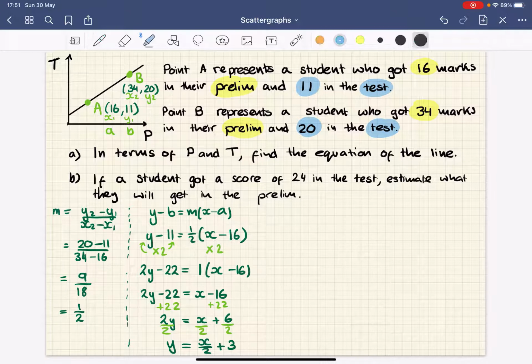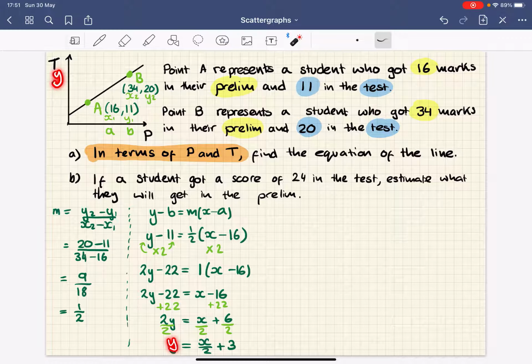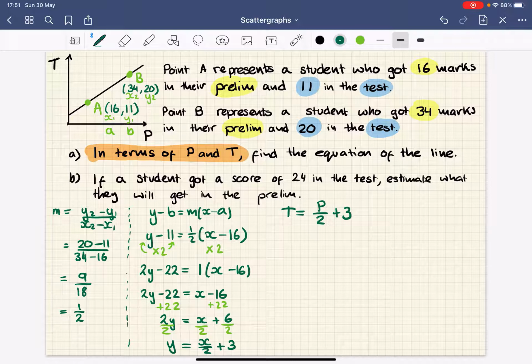But remember, this is saying in terms of p and t, find the equation of the line. But right now, I've got it in terms of y and x. So remember, looking to see where the letters normally are. So my y coordinate, my y-axis is normally up here. So that means I'm swapping the y for the t. And my x-axis is normally here. So I'm swapping the x for the p. So my final answer is going to be t equals, not x over 2, p over 2 plus 3. And so that's my final answer.